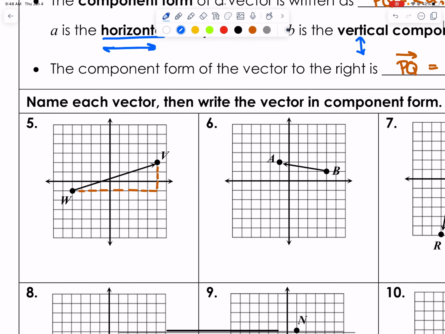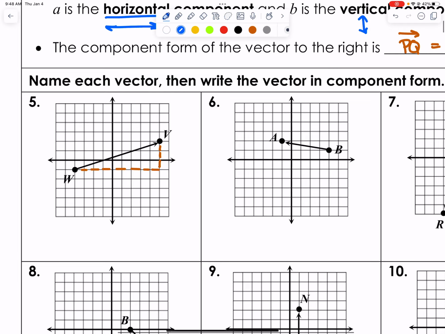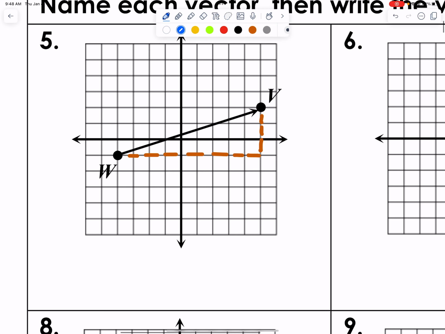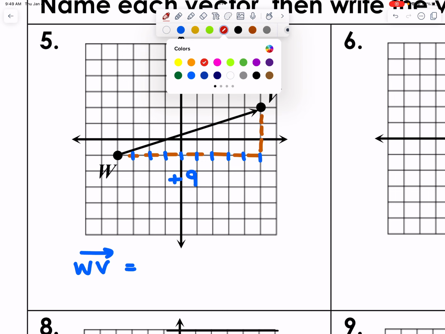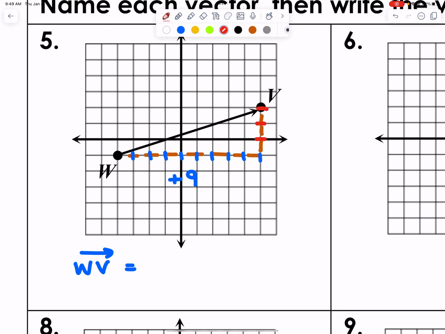Now today's work is fairly simple. The directions here say name each vector, then write the vector in component form. So I've already kind of gotten started with the first one. This vector's name is vector WV because the point is at W and it ends with the arrow at V. Okay, so how many components did we move to the right? We did 1, 2, 3, 4, 5, 6, 7, 8, 9 components to the right, which means that's a positive 9. And how many components did we move up? 1, 2, 3, up 3 components. So we are going to write this with ⟨9, 3⟩.